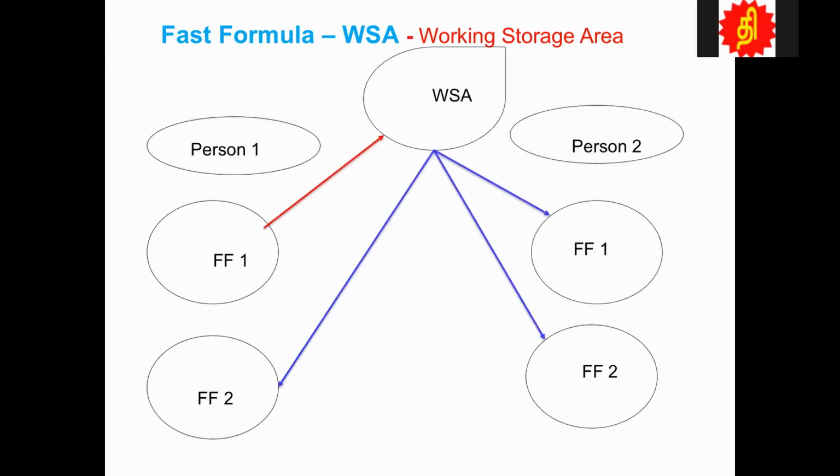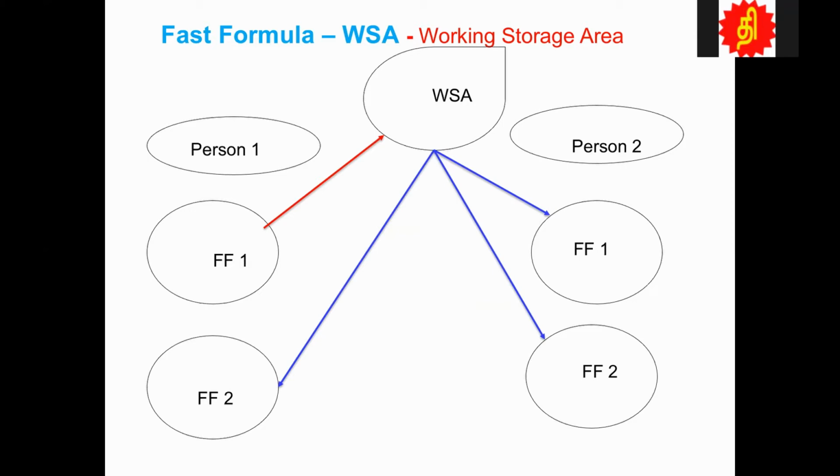Then the second example, I'm setting the value. This is kind of horizontal. When I say horizontally, it is person by person. When I say vertically, it is within the person: formula 1, formula 2, formula 3. When I say horizontally, it is person 1, whatever the formula, then person 2, whatever the formula.